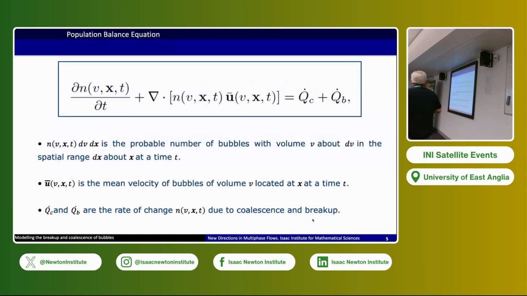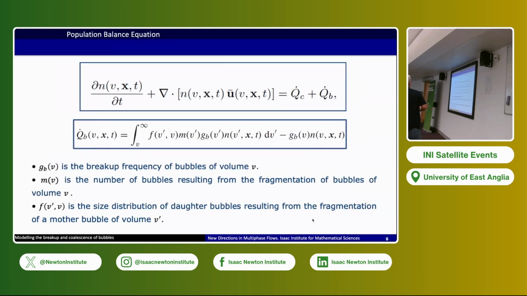Right? The population balance equation is nothing but a transport equation that describes the time and the spatial evolution of the population of bubbles in a flow. In this case, N is the probable number of bubbles of volume V at a given position at a given time. V is the mean velocity of bubbles of the given volume, which are at the same position at that time. And Q_C and Q_B are the rates of change of this population of bubbles due to coalescence and due to breakup. And this is what we need to model to describe this evolution.